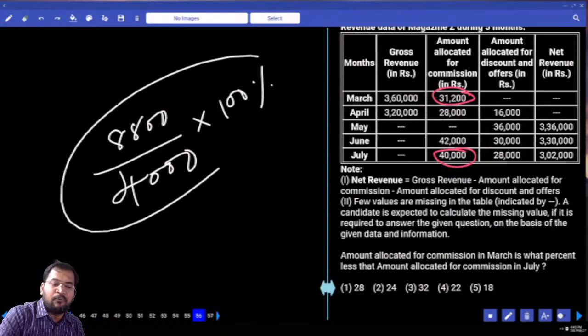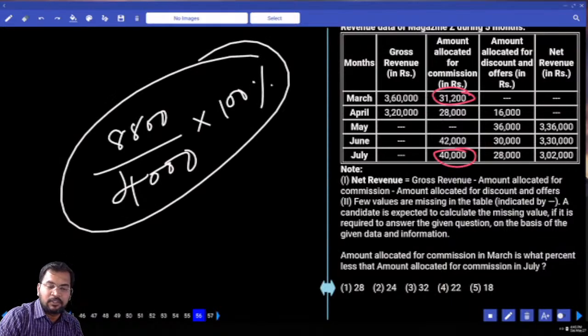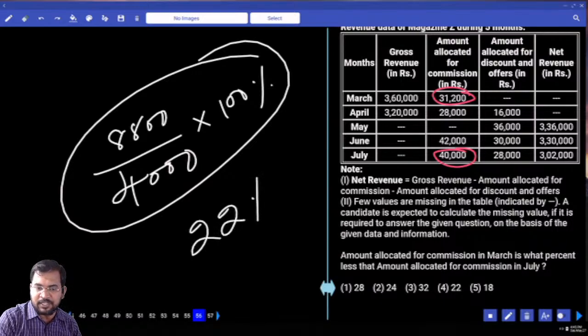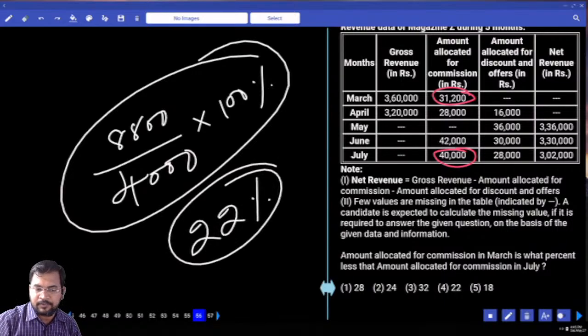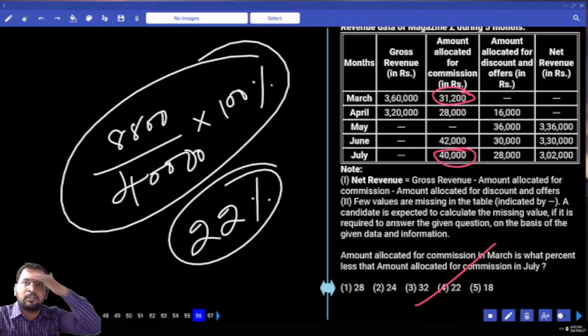Now 4 table, how many times it goes? 4 table 22 times. Your answer is 22%. Are you clear?